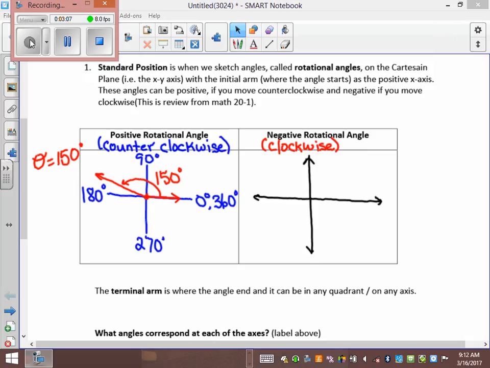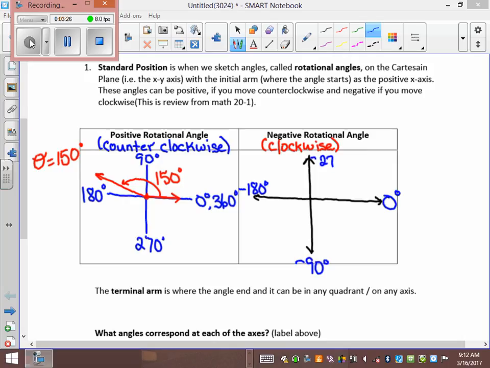Now, because it's a negative rotational angle, it still starts at 0 here, because we always start on the positive x-axis. But now we're going to go clockwise, and it's going to get us negative angles. So negative 90, negative 180, negative 270 is this arm, and then negative 360. And then we could keep going. Okay?